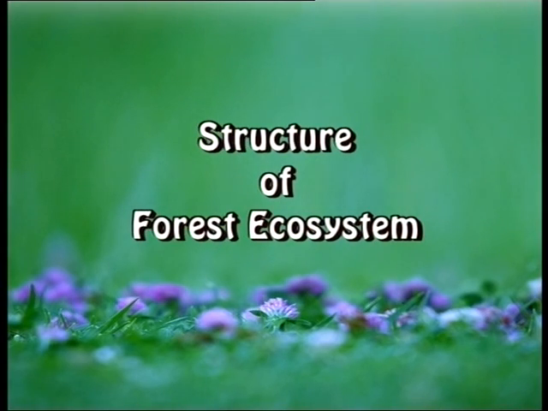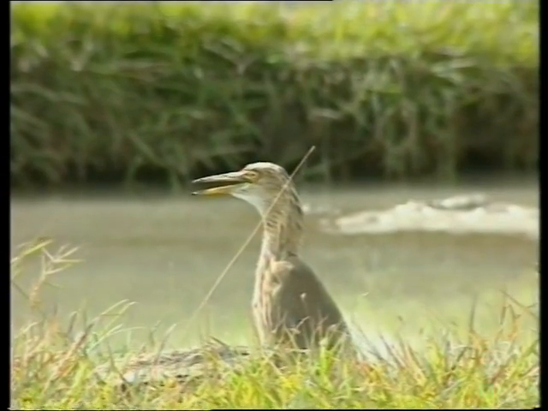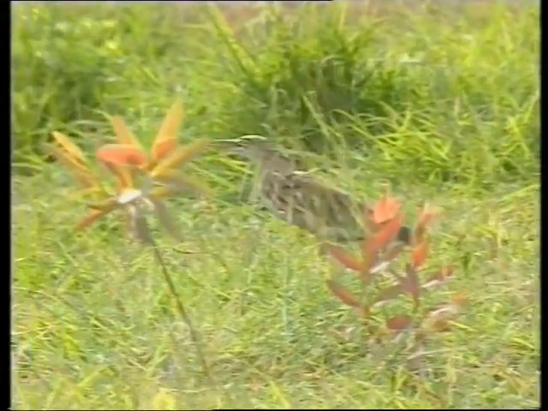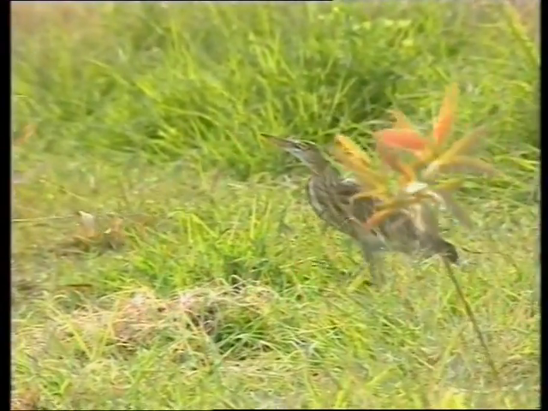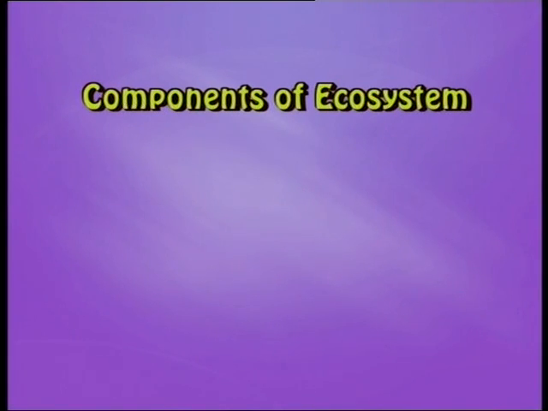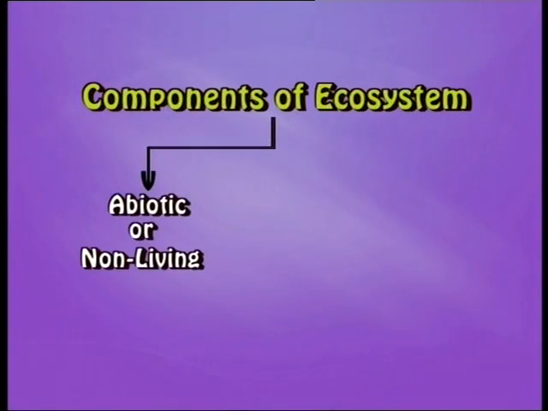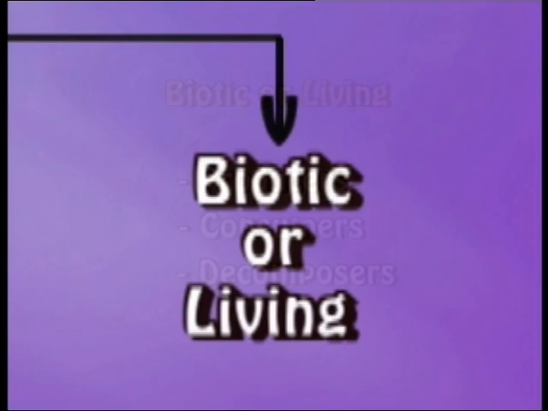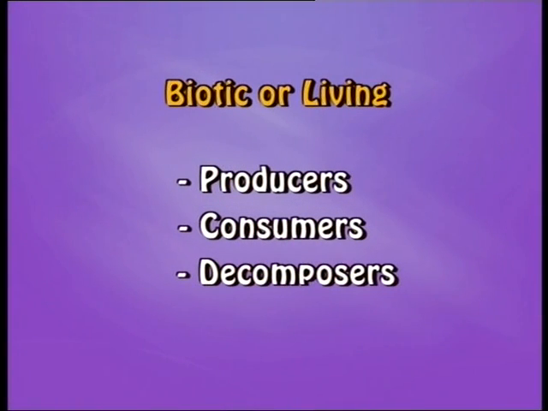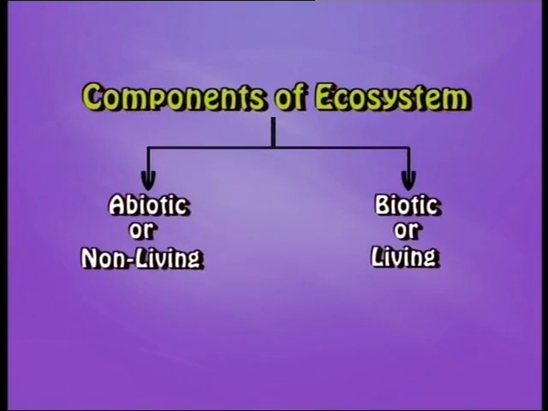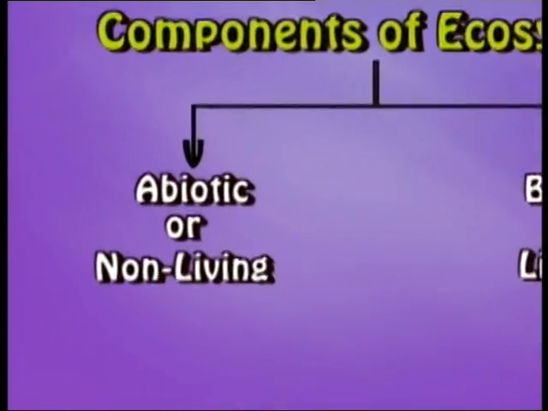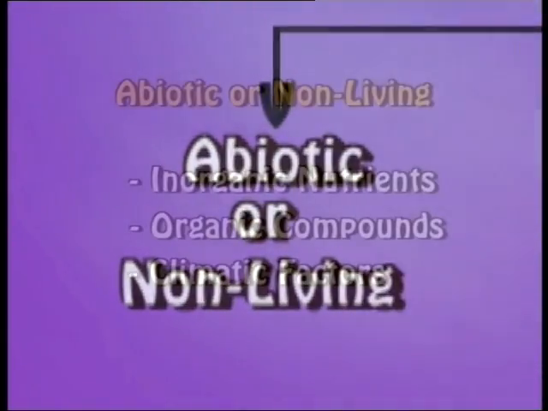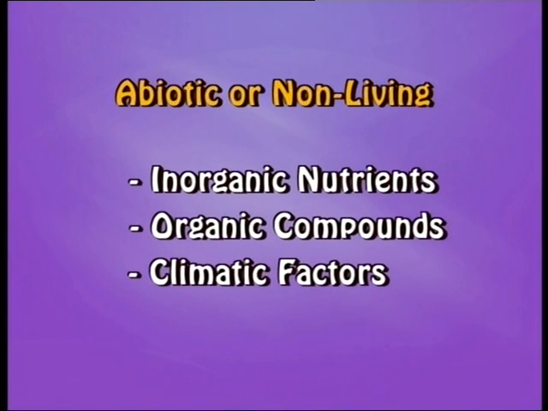Structure of forest ecosystem. According to Odum, each ecosystem has the following components. Components of an ecosystem are abiotic or non-living and biotic or living. Under biotic or living, we have producers, consumers and decomposers. Under abiotic, we have inorganic nutrients, organic compounds and climatic factors.